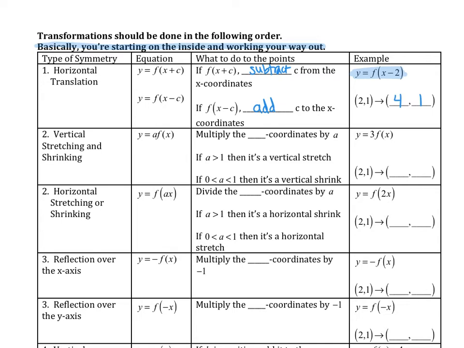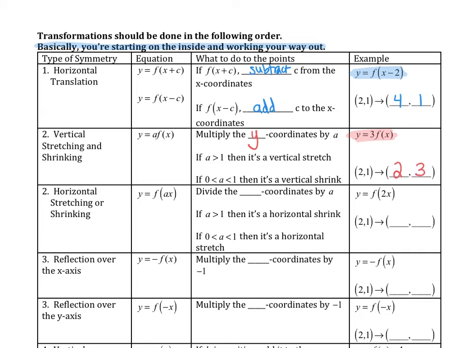Okay? The vertical stretching and shrinking would come next. If you see a number on the outside of the f of x, number a, you're going to do that part next, and you're going to multiply the y coordinates by a. So in our example, we have y equals 3f of x, and we're going to multiply the y coordinates by 3. So our x coordinate remains 2, and 1 times 3 is 3.